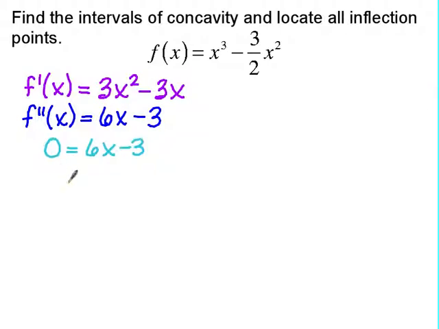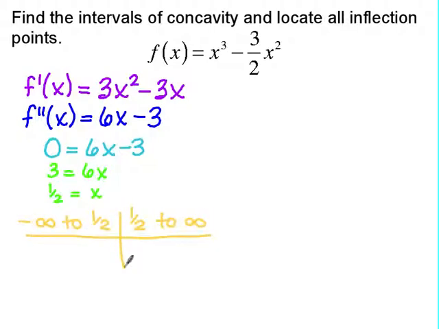So basically I would add 3. I would get 3 to equal 6x. So x equals 1/2. This 1/2 is going to determine what your test intervals are. Okay? So I'm going to go ahead and do my negative infinity to 1/2, and then I'm going to do my 1/2 to infinity.